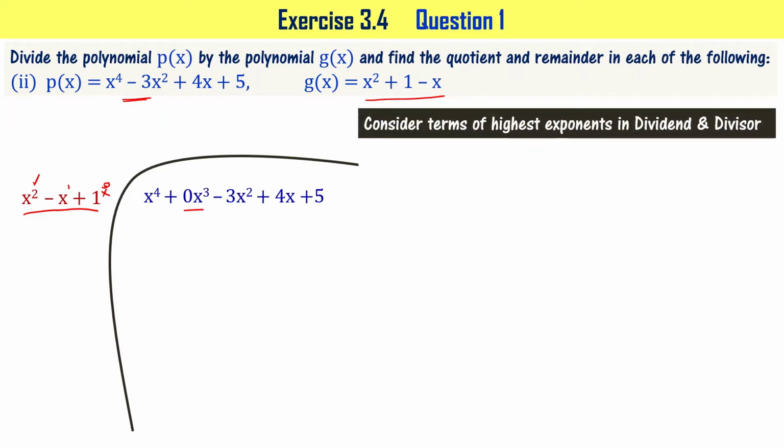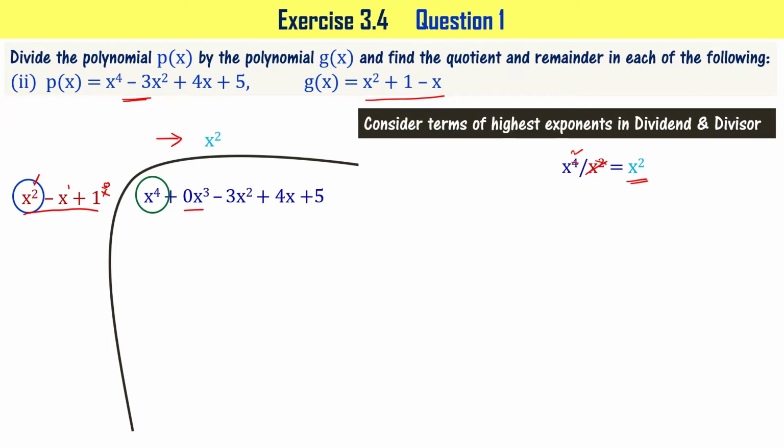We have to consider the terms containing the highest exponents in the dividend and divisor. In the case of the dividend, it is x power 4. In the case of the divisor, it is x square, right? Now let's divide x power 4 with x square. So what you get is x square, right? You have cancelled 2 from x square and x power 4 becomes x square. Now I'm going to write this particular x square as part of the quotient at the top.